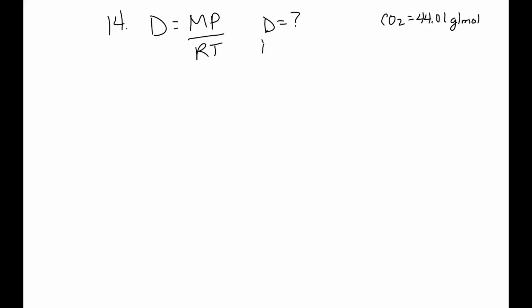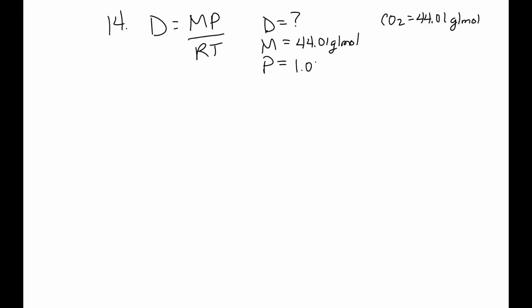Okay, number 14. What is the density? So we're looking at dump dirt. Don't even have to go any further because it's the only one with D. What is the density of carbon dioxide? So I'm going to need a molar mass. So CO2 is 44.01 grams per mole at 1.02 atmospheres and 25 degrees Celsius. So we're looking for a D. We have our molar mass. That's 44.01 grams per mole. We have a P.